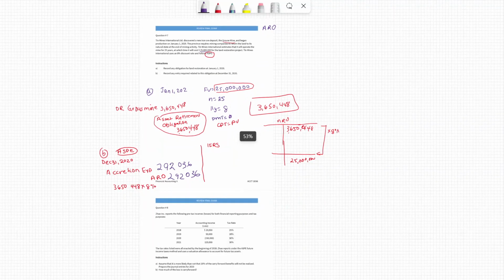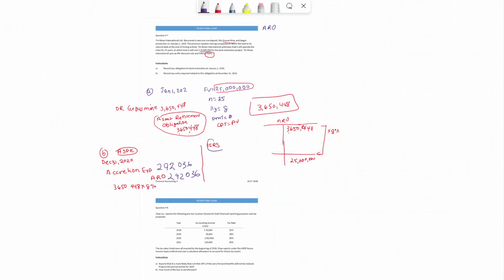Now, what if the company was following IFRS? The only difference is that it will be a debit to interest expense, and the credit will be the same asset retirement obligation. The amount will be the same, so the amount doesn't change under IFRS and ASPE. The only thing that changes is the account name. If the company follows ASPE standards, they will call it accretion expense. If the company follows IFRS, they will call it interest expense.